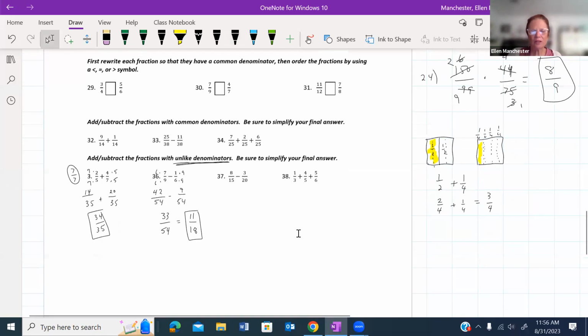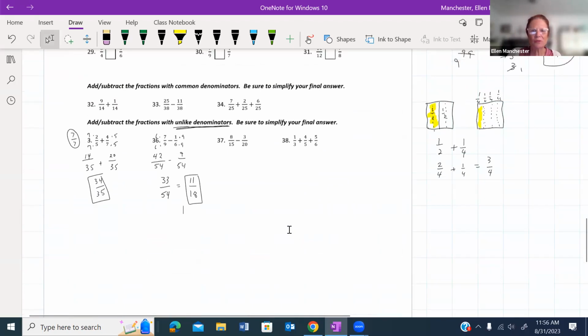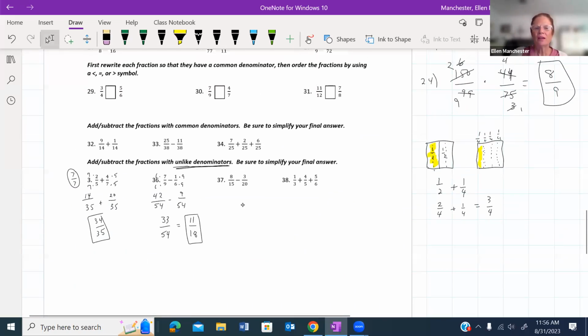All right, let's see how much. Oh, good. We're almost done with this one. Okay, so this one, number 37, and then we'll take a break.